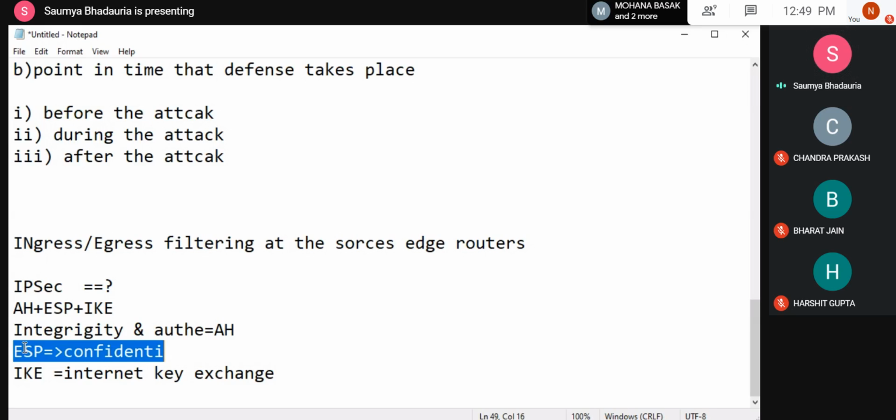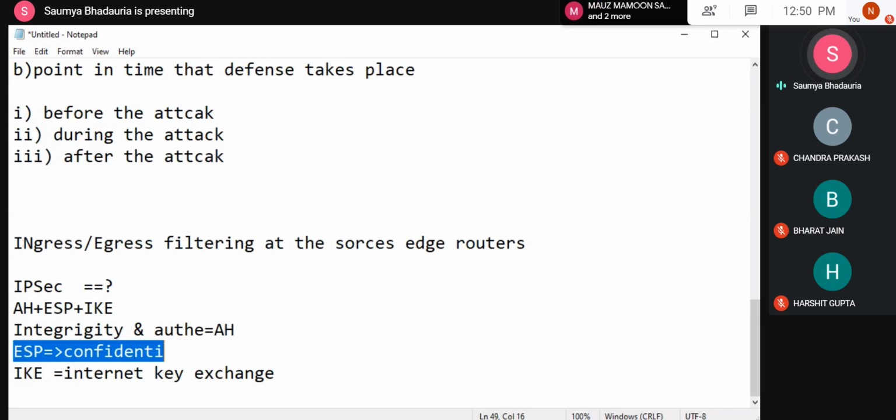But the concept of ingress and egress mechanism is based upon IPsec only. In ingress and egress filtering, the major motive is to detect and filter the packets with spoofed IP addresses. Where do you want to detect and filter it? At the source end, at the source's edge routers, based upon the valid IP address range of the network. However, these spoofed packets will not be detected if their addresses are still in the valid internal IP address range.